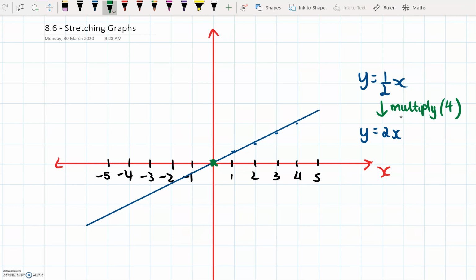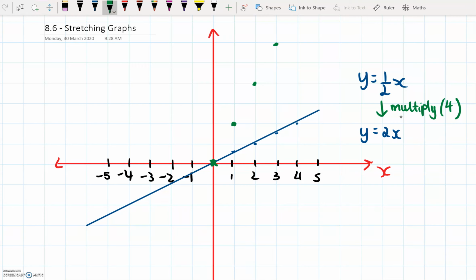If we had a point of a half, if we multiply y equals a half by 4, we get y equals 2. Here we had a point at 1. If we multiply 1 by 4, we get 4. Here we had 1.5. If we multiply that by 4, we get 6.